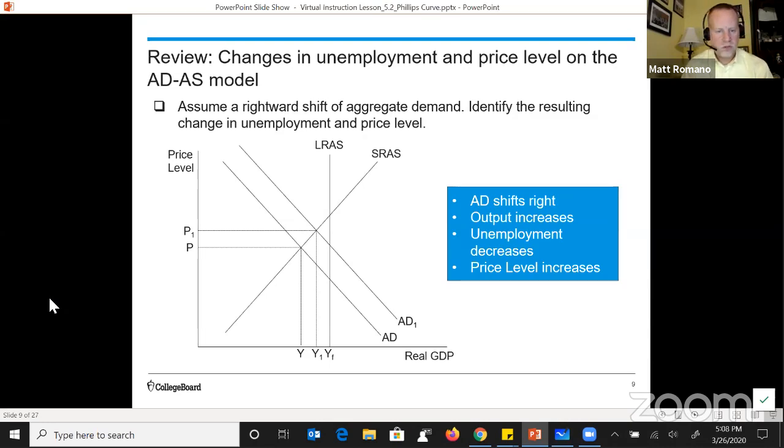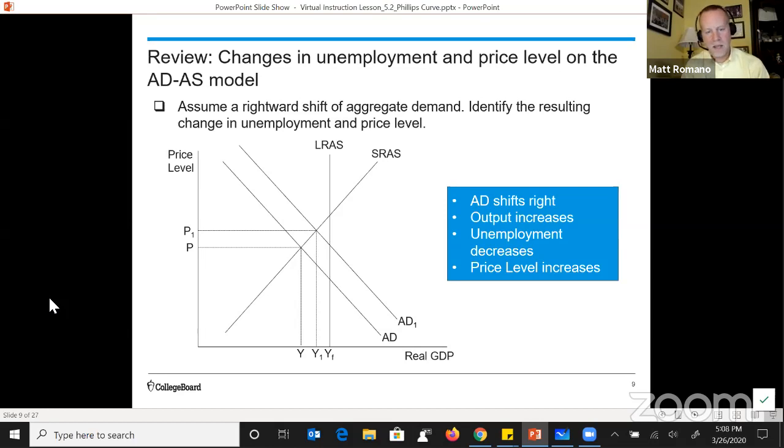This is a short run scenario. It's a short run change. And if output's going to increase in the short run, we know by the definition of short run, there's no new capital stock, there's no new technology. The only way for that to happen is for firms to hire more workers. So as output increases, as we move along the x-axis, employment's going to increase, unemployment is going to decrease. That's an assumption we can make in this model.